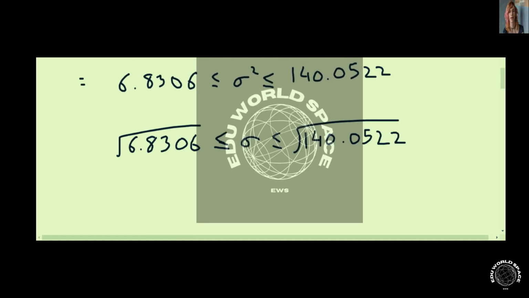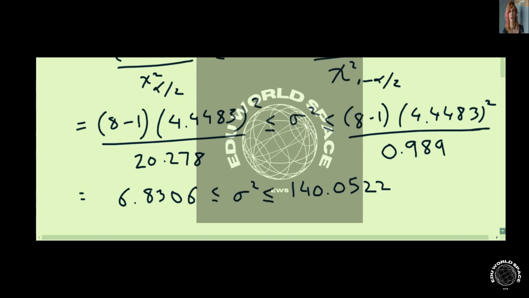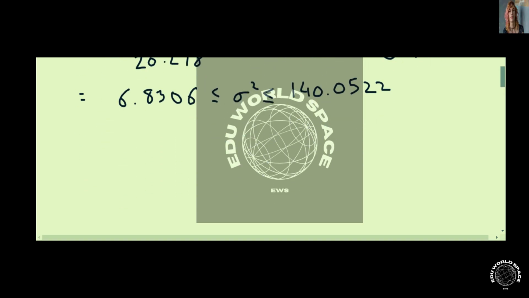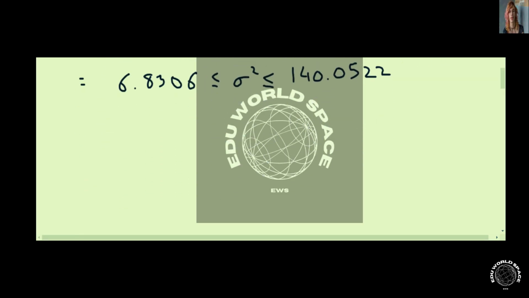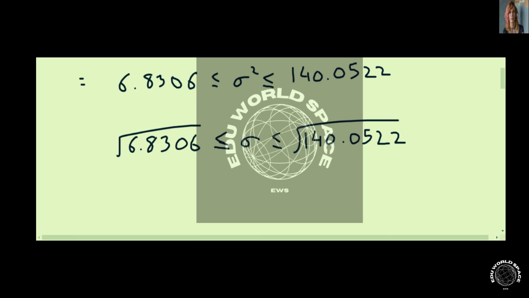Using this, we can calculate the confidence interval for our population standard deviation. To do so, we just take the square root of the confidence interval we found for our population variance. Taking the square root here, we get this expression as the confidence interval for our population standard deviation. Simplifying this, the lower limit of our confidence interval is 2.6136 and the upper limit is 11.8344.